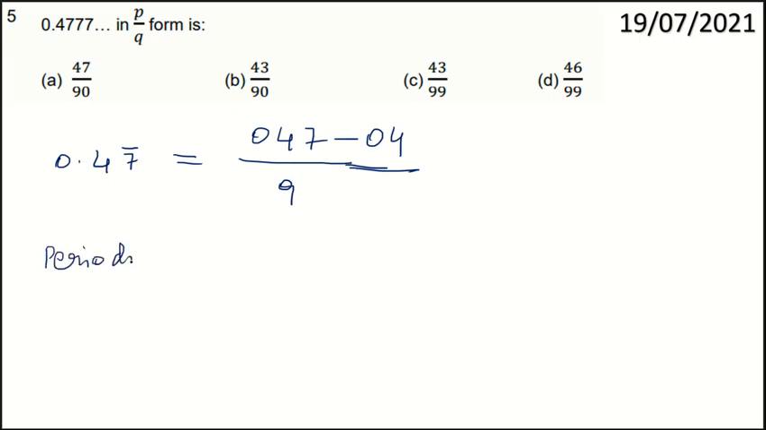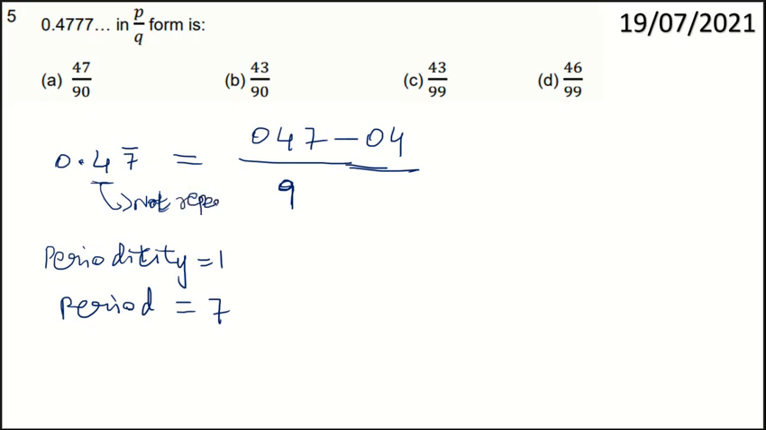We call this periodicity. The periodicity is 1, the period is 7. So, periodicity times 9 is to be written. So, I have written 9, and in the decimal portion this 4 is not repeating.